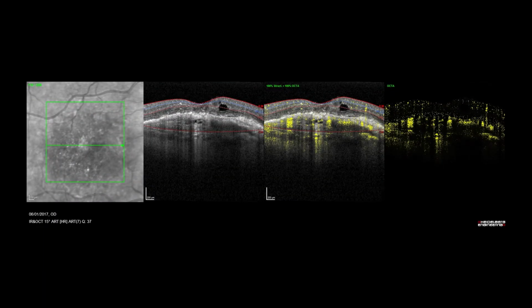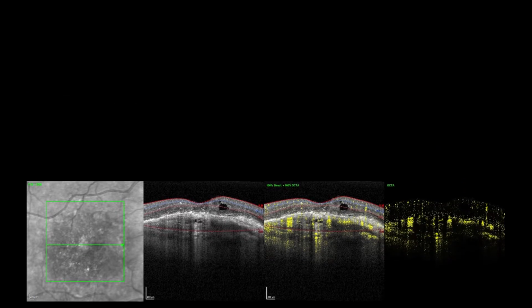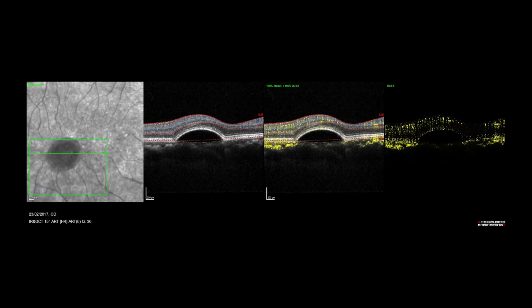The second example shows a patient with a fibrovascular PED. Again, this time the flow information can be identified beneath the retinal pigment epithelium. And finally, a serous pigment epithelial detachment, which shows a hyporeflective region underneath the RPE, which is devoid of any flow signal.